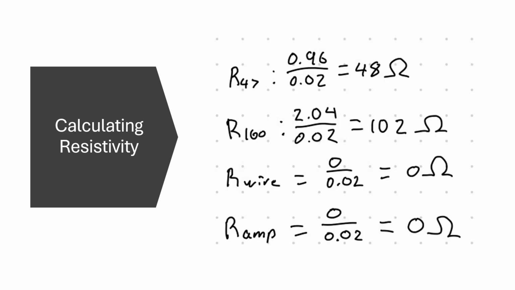So we can calculate the resistivity of a couple of different things in the circuit based on the data we collected. We can see that for the resistors, they're very close to the simulated value that we put in, and for the wire and ammeter, the resistivity is 0.